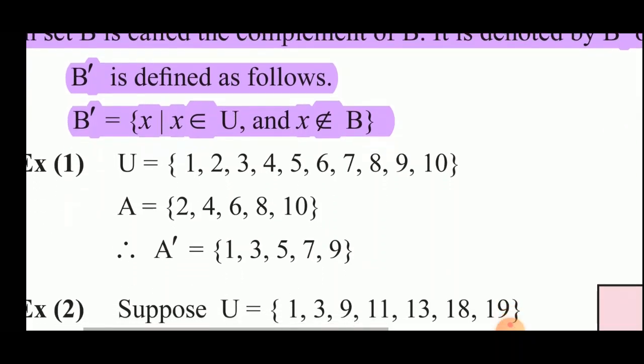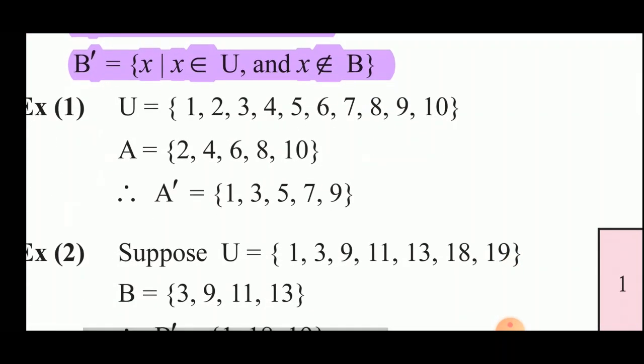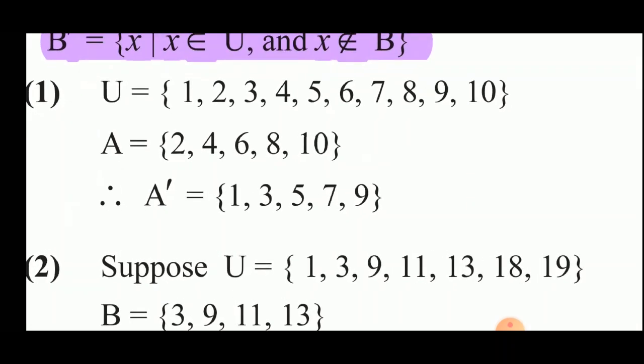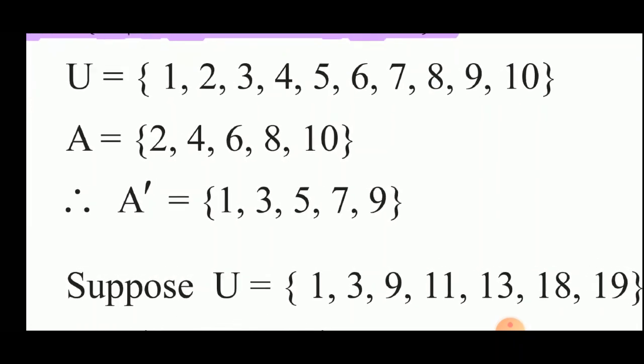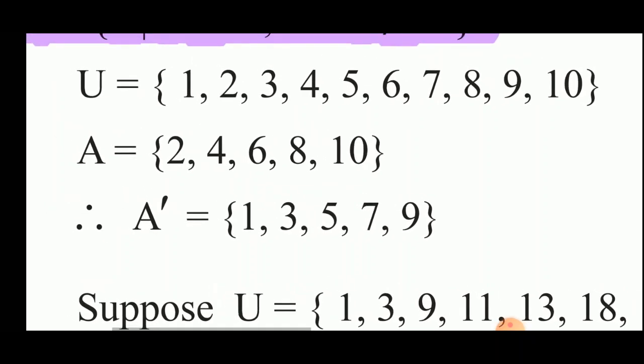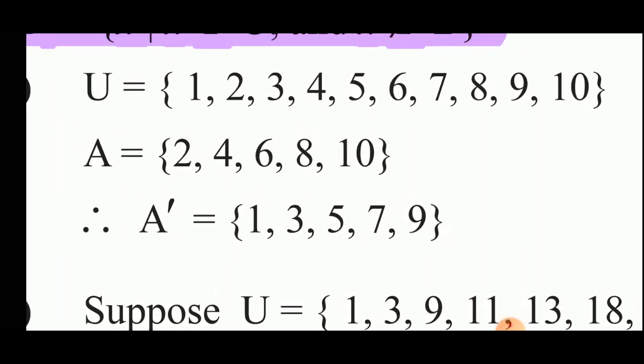So let us understand with this example. Universal set U has the elements 1, 2, 3, 4, 5, 6, 7, 8, 9, 10. Set A has the elements 2, 4, 6, 8, 10. Then A dash is, except these 2, 4, 6, 8, 10, whatever elements are there in U, you write down in A dash. So 1 will come, then 3, 5, 7 and 9. These will be the elements of A dash.